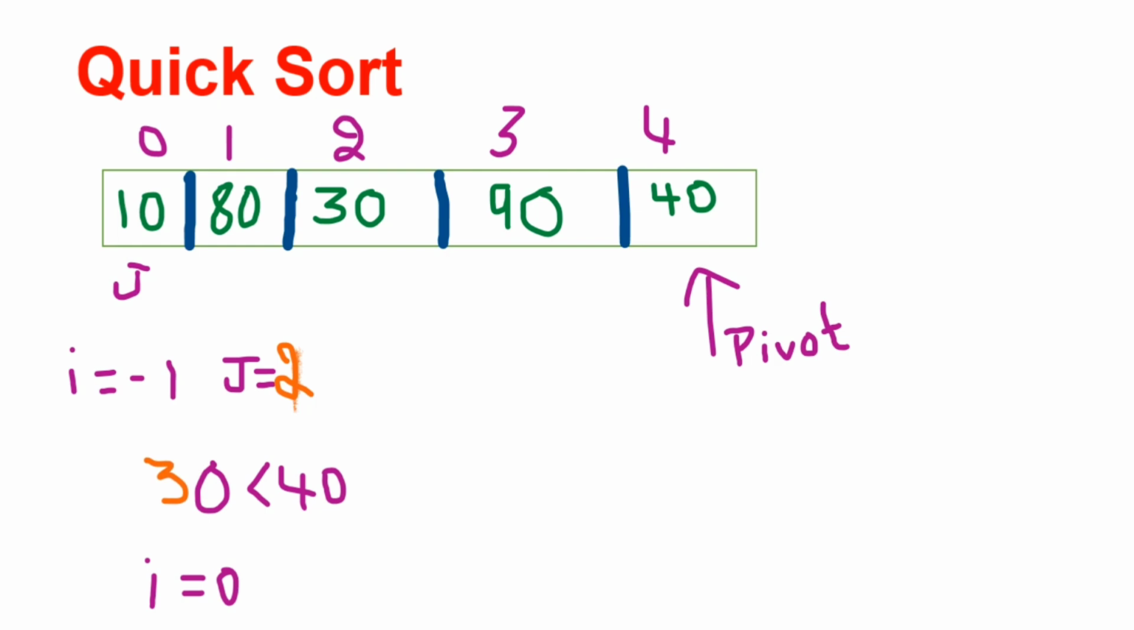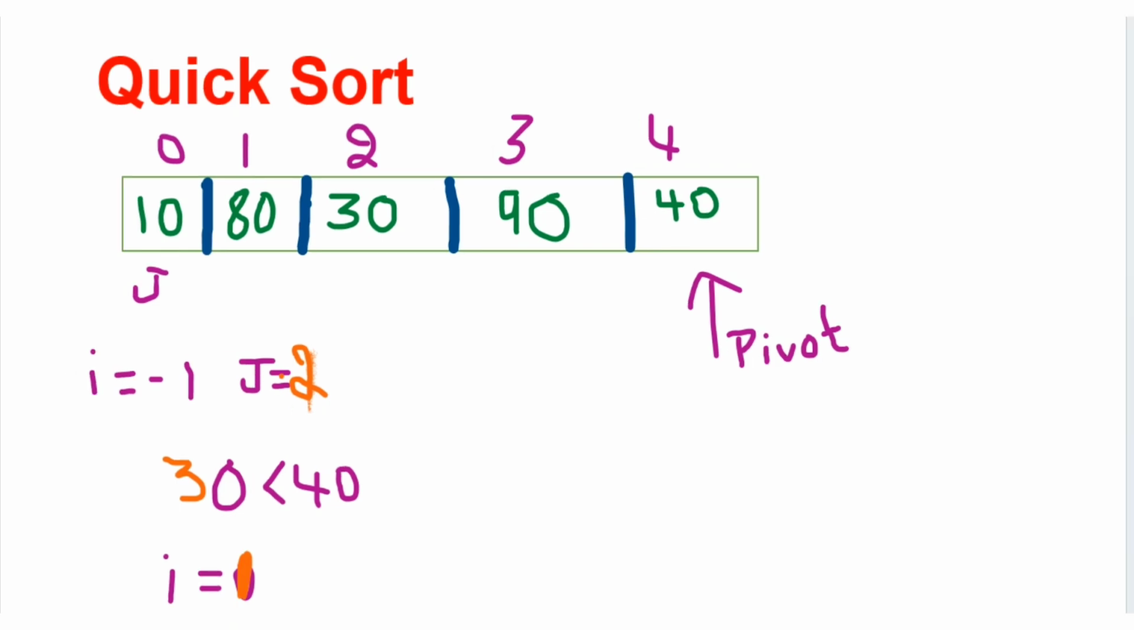Now j becomes 2. What I need to do is compare 30 with the pivot element. 30 is greater than 40? No. 30 is less than 40. Yes, right? 30 is less than 40. Yes. We need to increment i.